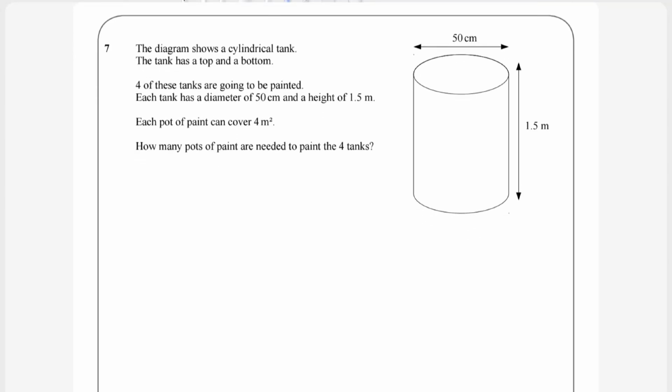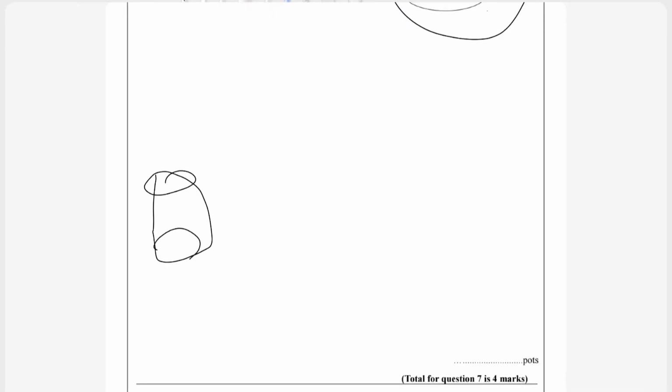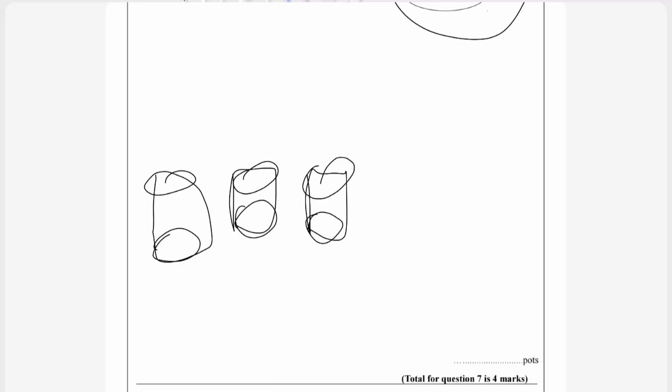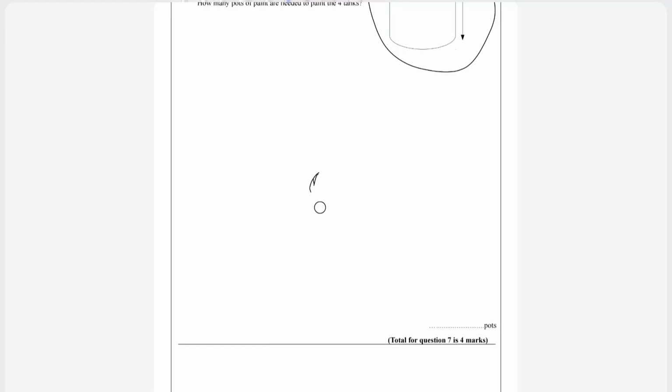So basically what they are saying is that there are total 4 tanks, okay? There are 4 tanks like this. Don't go by my pathetic drawing, it is a very bad drawing, but I'm just trying to explain that there are 4 tanks like this and we have to paint them. And the pot is the pot for the paint. It covers 4 meter square. So how many pots will we need to paint these 4 cylinders? So this is the question.